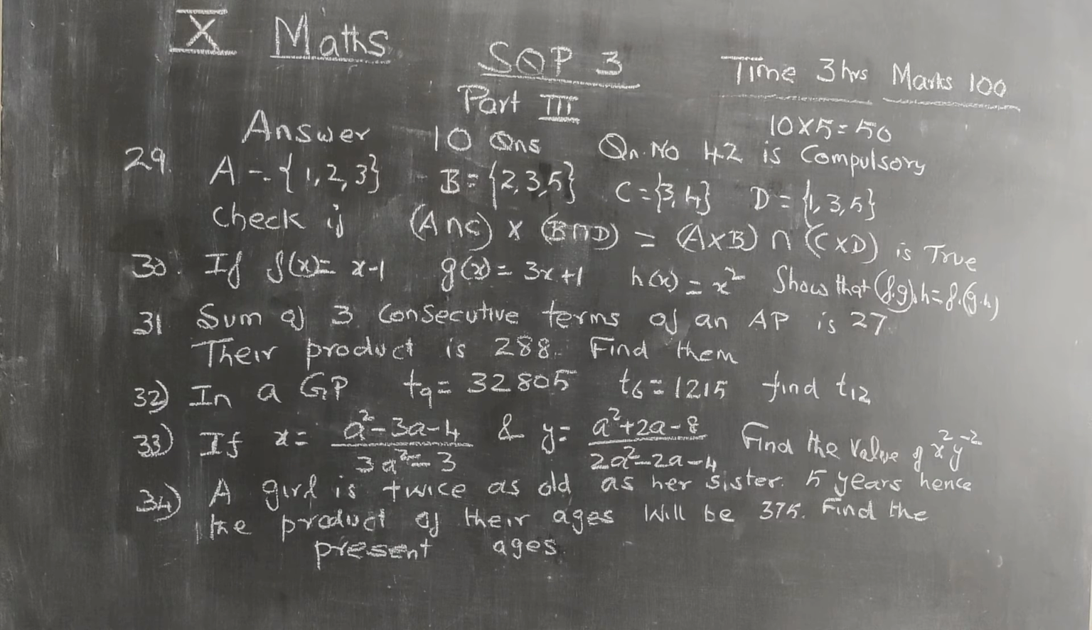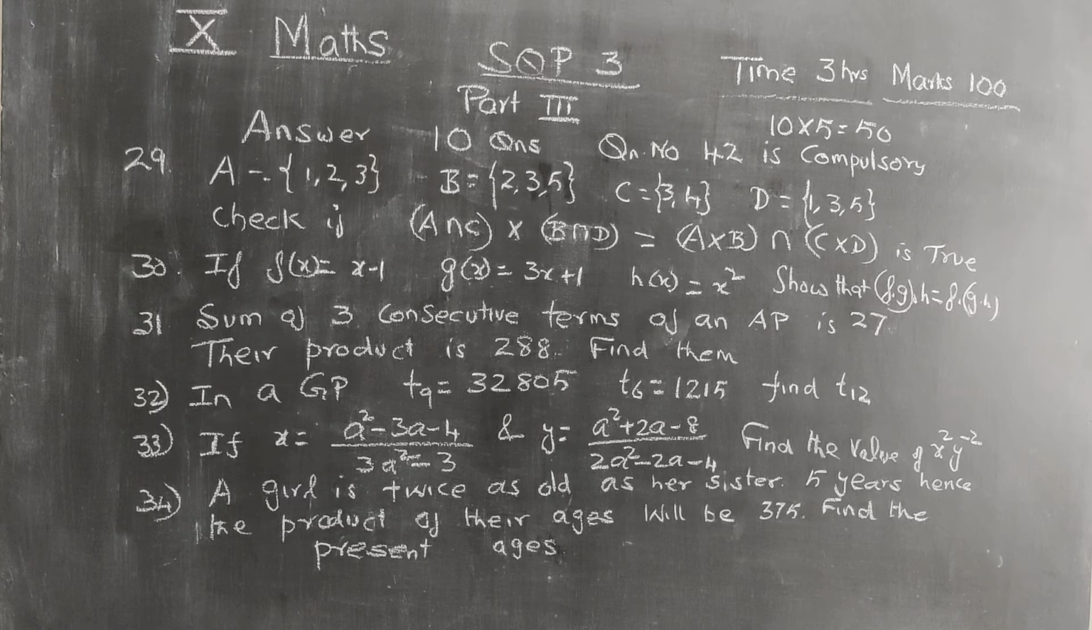Check it. Question number 30. F of x equal to x minus 1, g of x 3x plus 1, h of x x square. Show that f of g of h and f of g of h. Question number 31. Sum of 3 consecutive terms of an AP is 27. The product is 288. Find them.